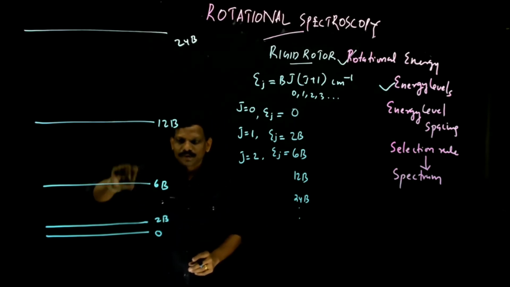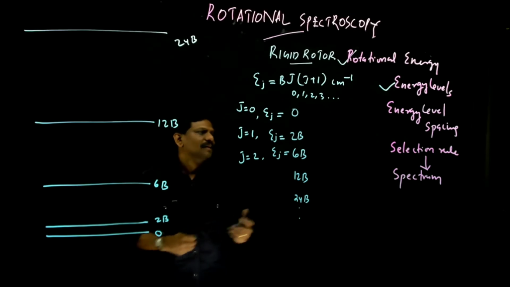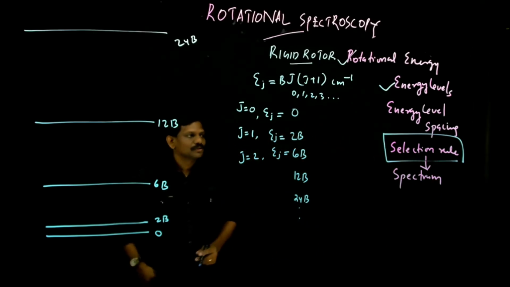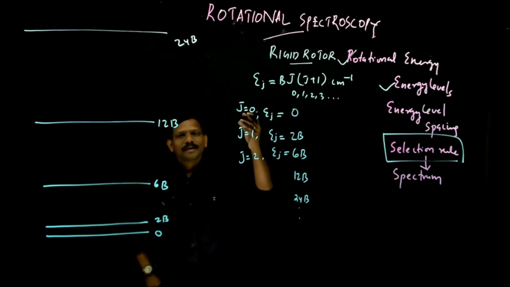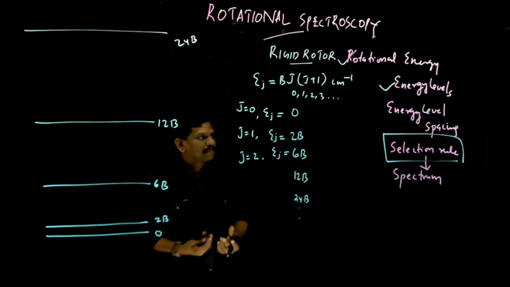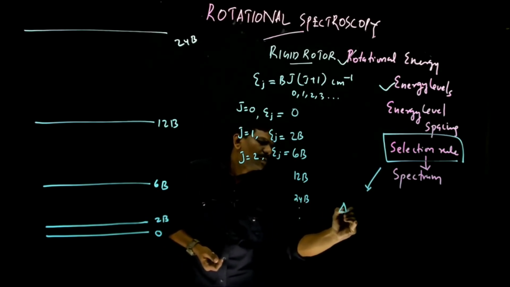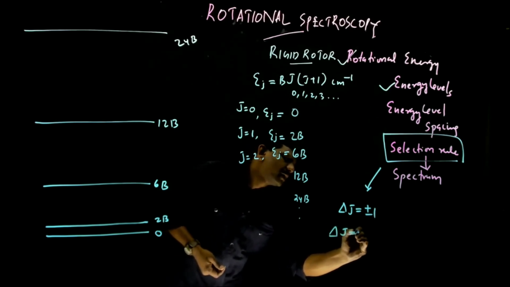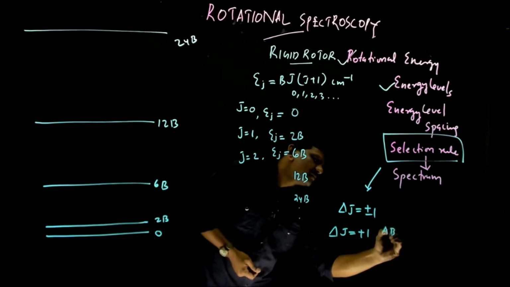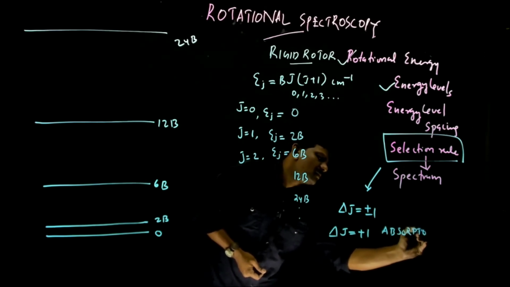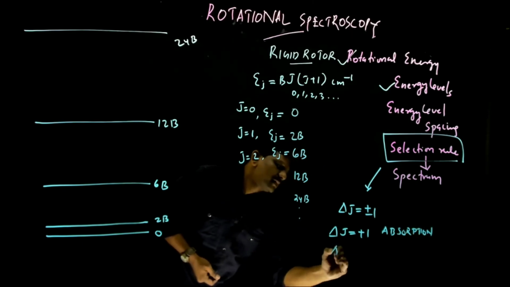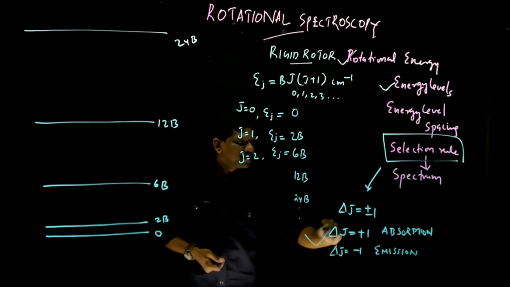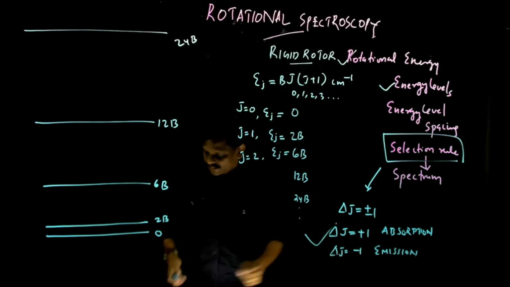In order to find out the spectra, I told you that we need a very important concept called the selection rule. Normally the selection rule comes from the derivation of the Schrodinger equation of rotational energy. Here the selection rule is delta J is equal to plus or minus 1. So what is the importance of plus 1 and minus 1? Delta J equal to plus 1 means absorption, and delta J equal to minus 1 means emission. We are dealing with the absorption spectroscopic technique, so we will consider delta J equal to plus 1.